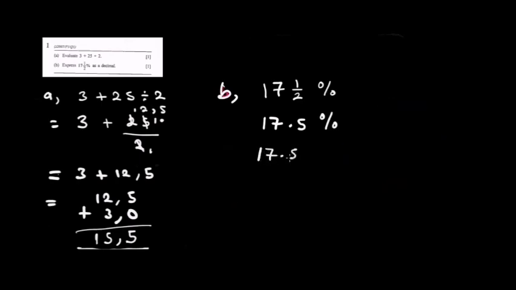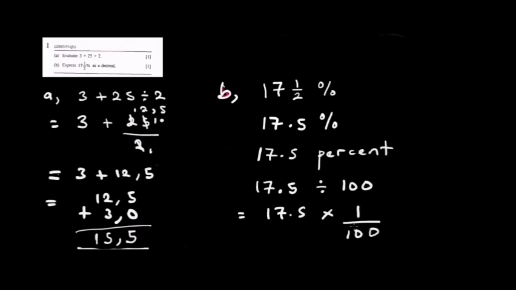So 17.5%, it's 17.5 divided by 100, which then means 17.5 multiplying 1 over 100. And this is how we convert from a division sign to a multiplication sign, this transition. When we replace this division sign with the multiplication sign, we have to multiply by the reciprocal of this divisor. So 17.5 divided by 100 becomes 17.5 multiplied by 1 over 100.